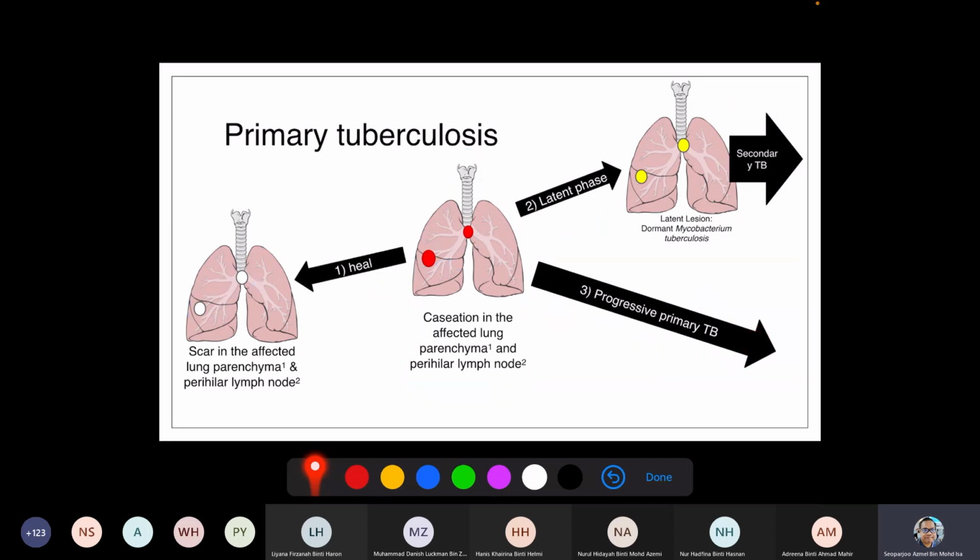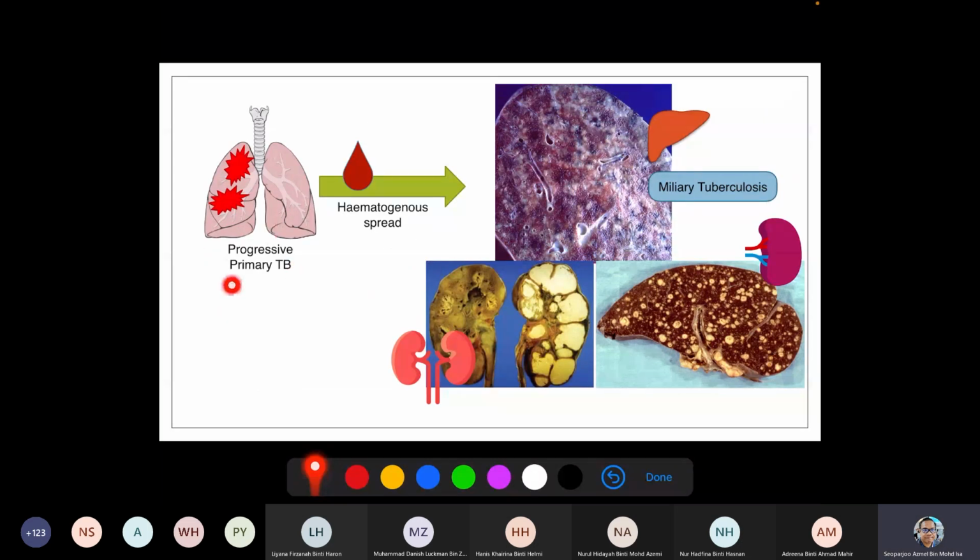So what can happen in this patient? The TB will become progressive, so it becomes worse. So the lesion at the lung will become larger, or the number of lesions in the lung will increase. And sometimes this mycobacterium can cause hematogenous spread and cause miliary tuberculosis. So miliary tuberculosis can be seen in the liver, in the kidneys, and also in the spleen. So this is an example of how miliary TB looks, and I will explain the pathological features later. Next is the secondary TB.